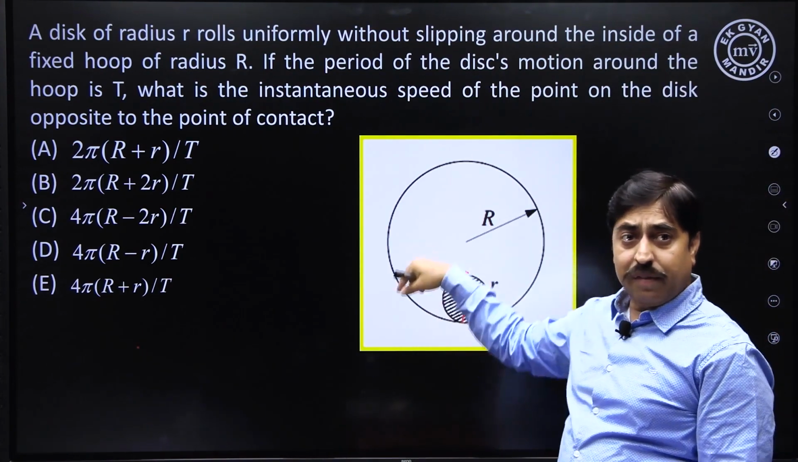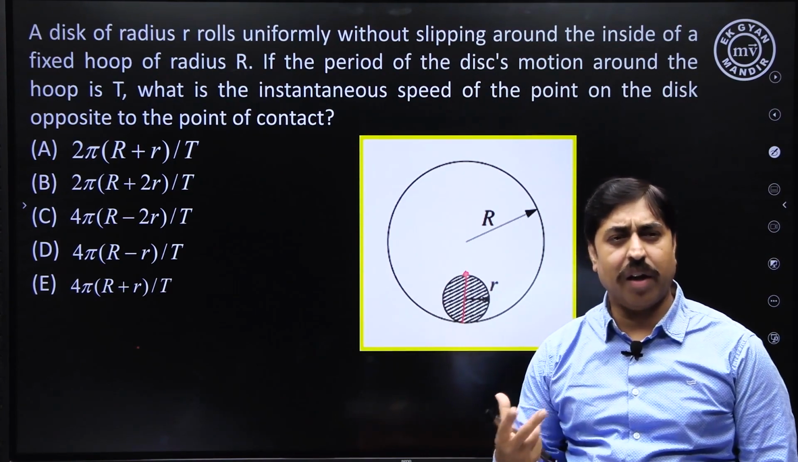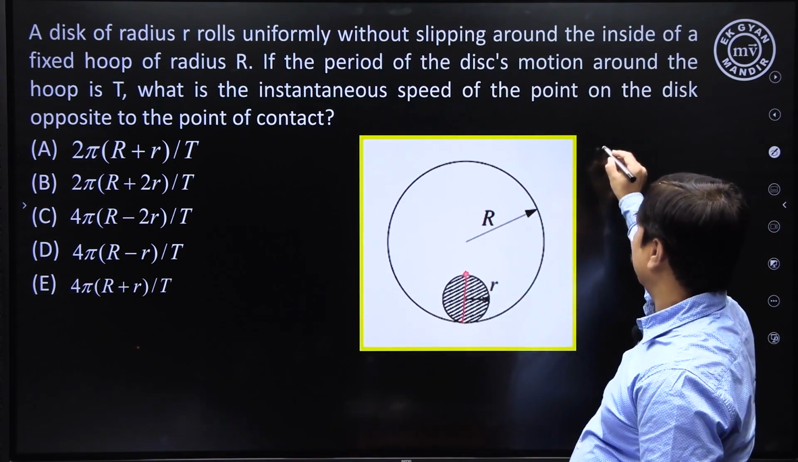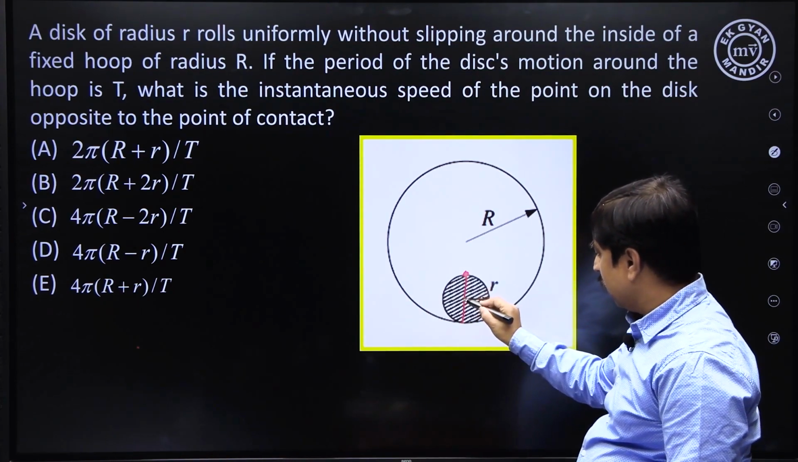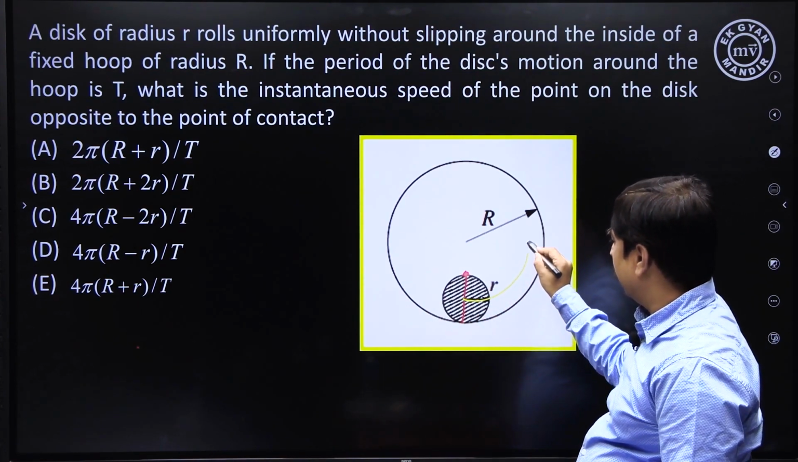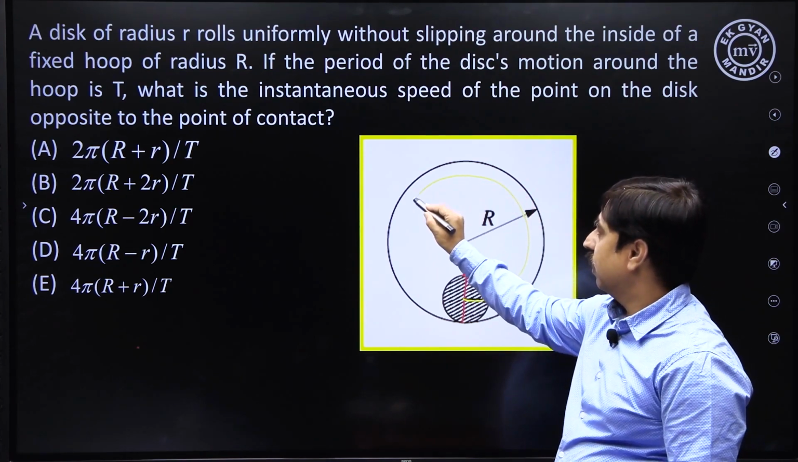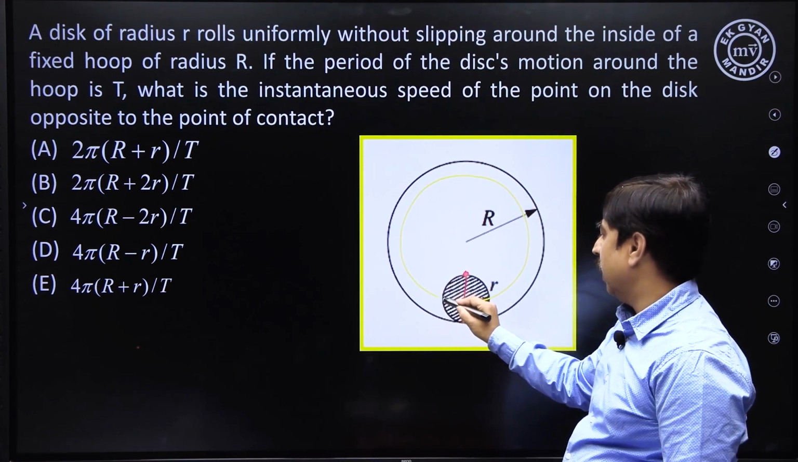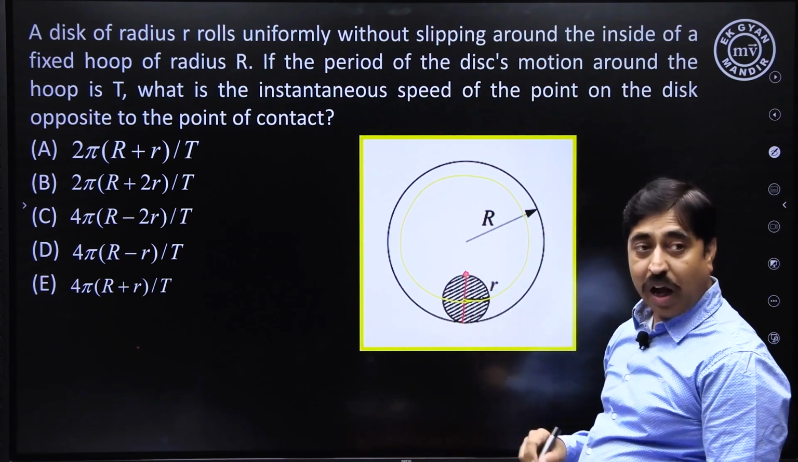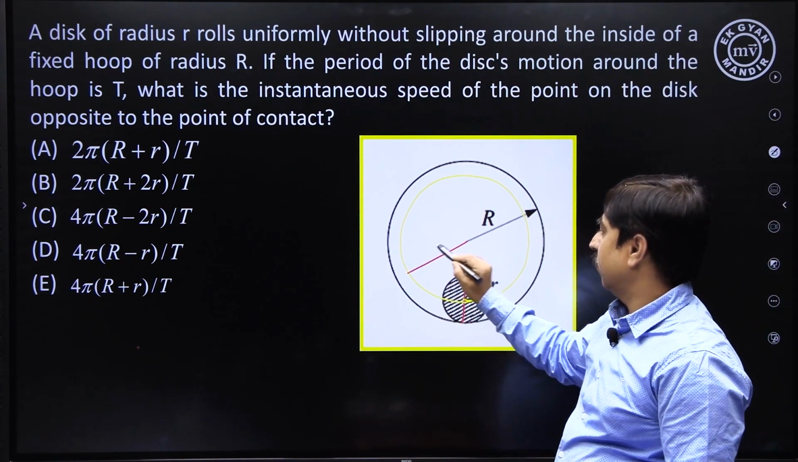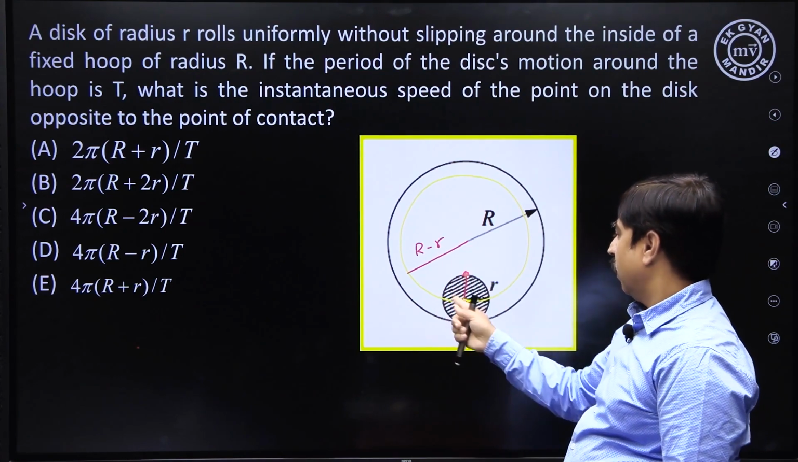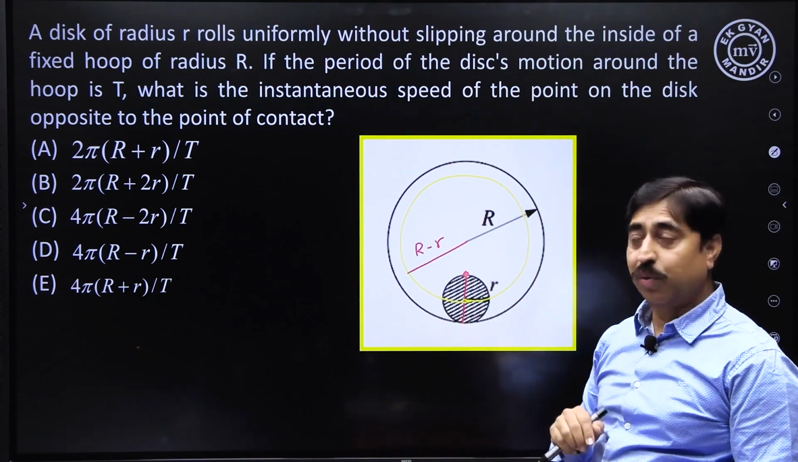If the time period is T, what is the angular speed? Let us consider the motion of the center of this disk. The center of the disk is going in a circle of radius R minus r. Am I right? Now, what is the angular speed of this revolution?